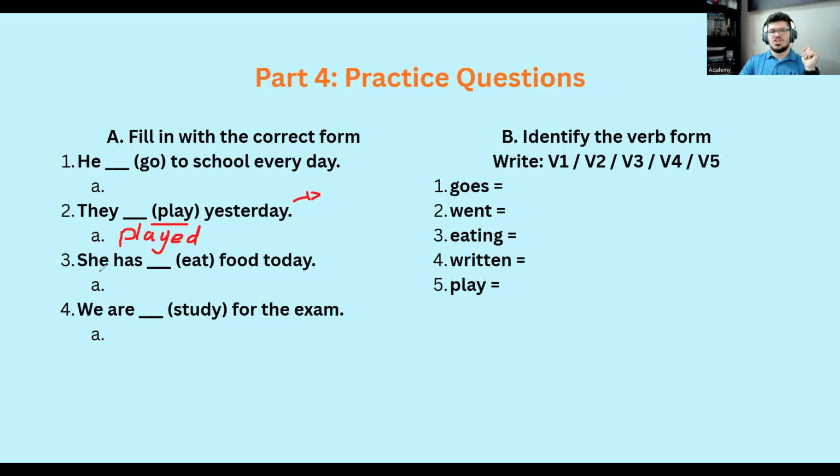Number 3. She has, has, and we have this. This one is a participle. Be very careful. This one is verb 3. She has something, food today. So in this situation, the word eat will become eaten. She has eaten food today.